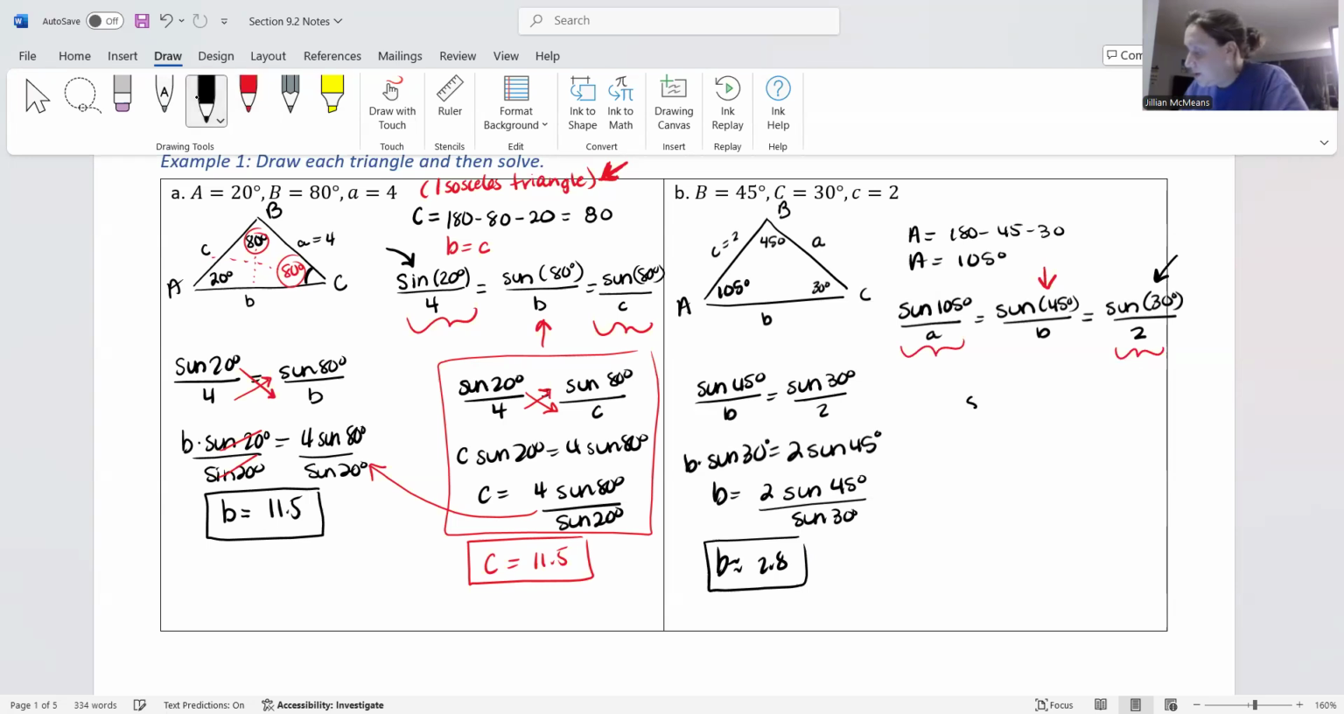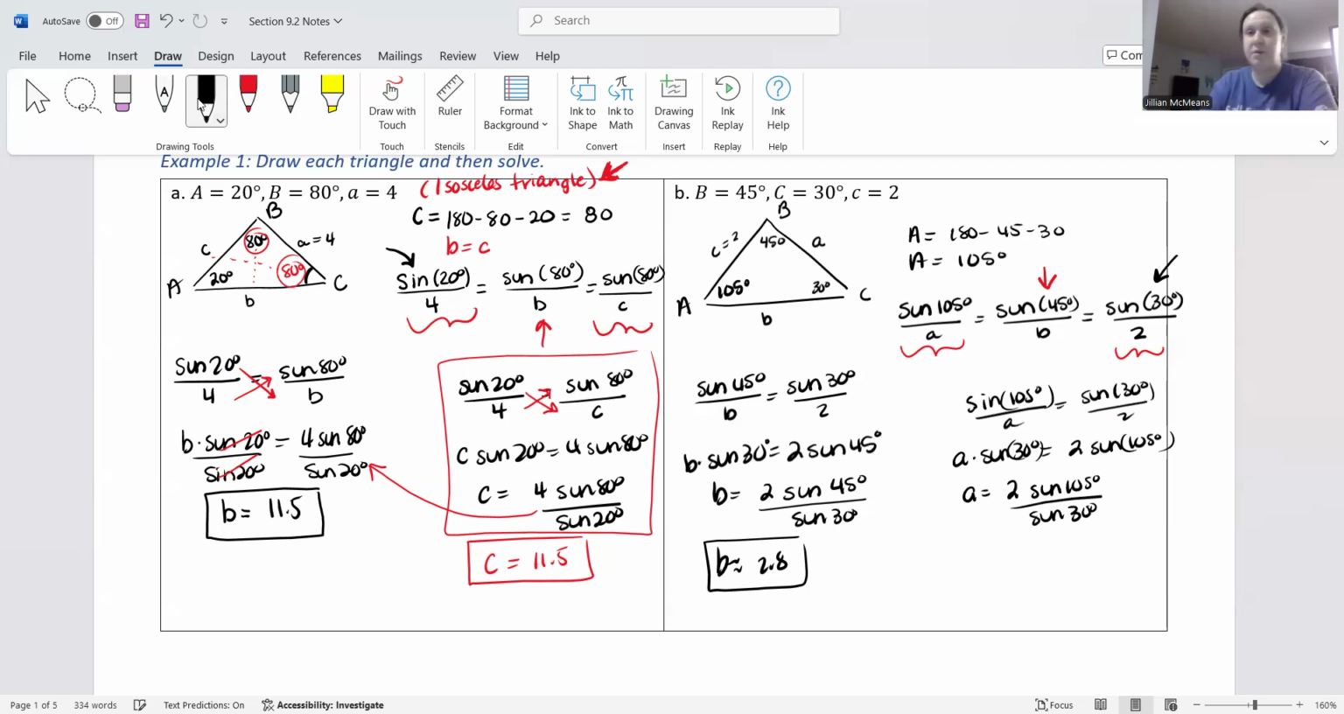Okay, so we get sine of 105 degrees over little a equals sine of 30 degrees over 2. We cross multiply and I get a times sine of 30 degrees equals 2 times sine of 105 degrees. And I do have to do the full process because I don't have an isosceles triangle here, okay? So a is going to equal, well, I need to divide both sides by sine of 30. So I get 2 times sine of 105 degrees all over sine of 30 degrees. And let's see what we get.